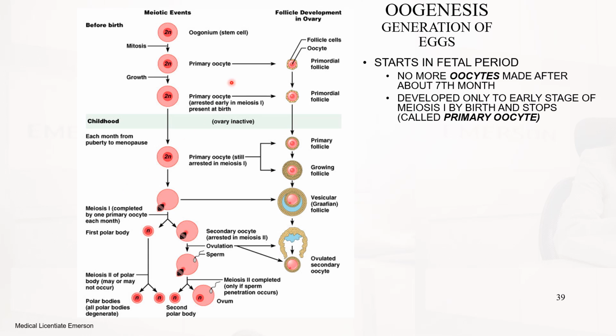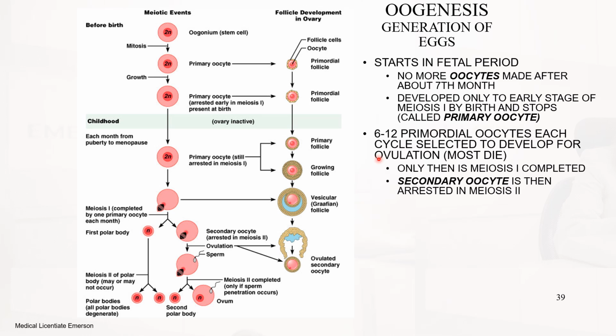And then, apart from that, we also need to know about oogenesis, or generation of eggs. Oogenesis starts in the fetal period, and no more oocytes are made after about the 7th month. It develops only to an early stage of meiosis 1 by birth and stops. Where it stops at this stage is called the primary oocyte. Then 6 to 12 primordial oocytes each cycle are selected to develop for ovulation, while the others of course must die. Then only then is meiosis 1 completed.